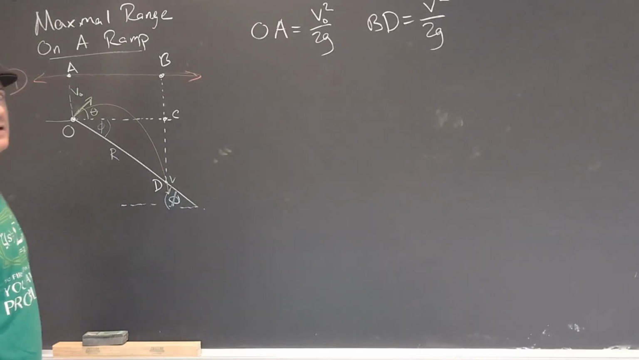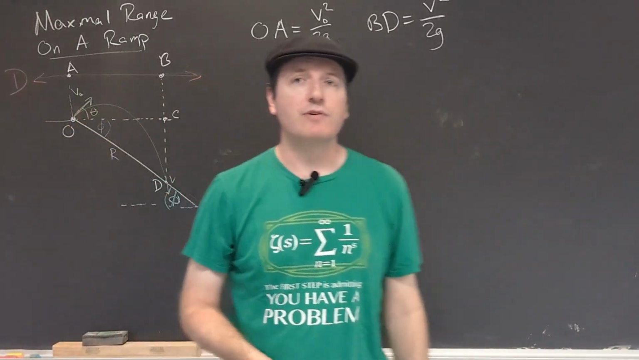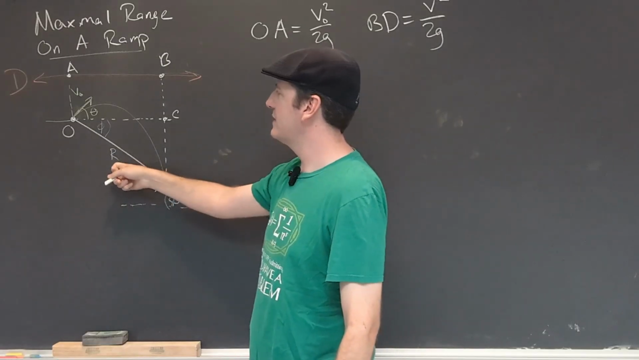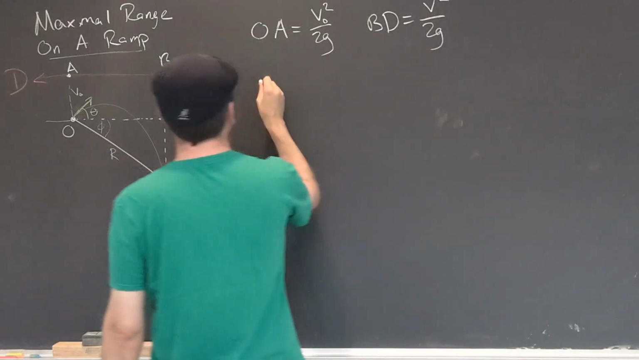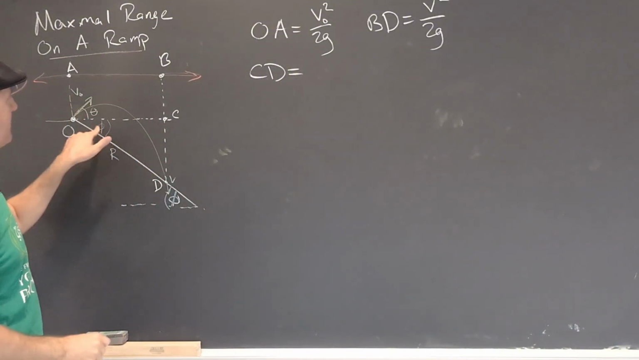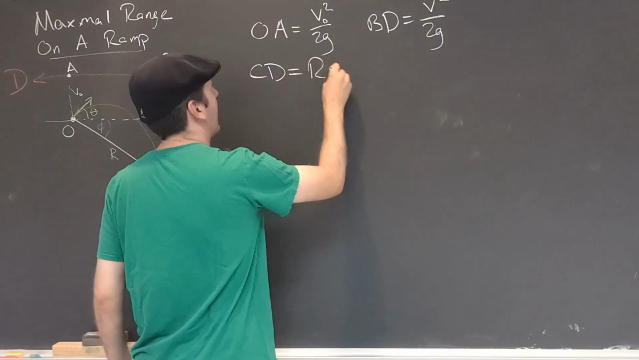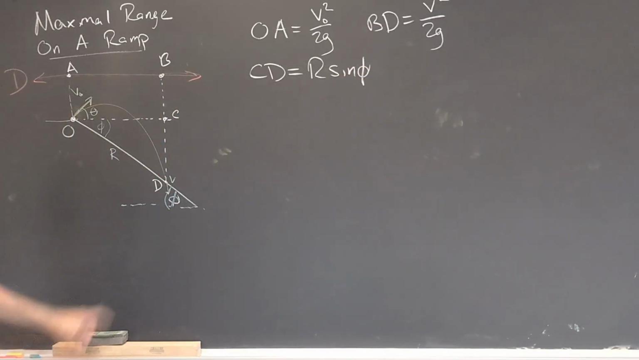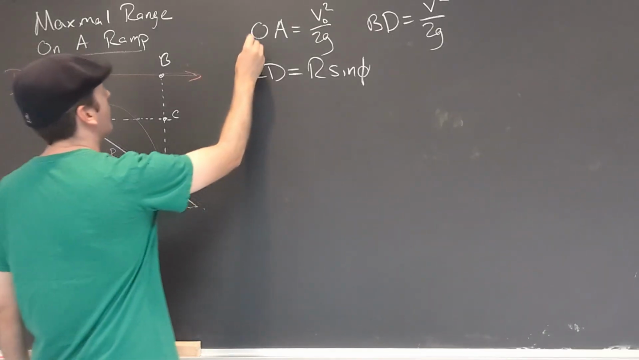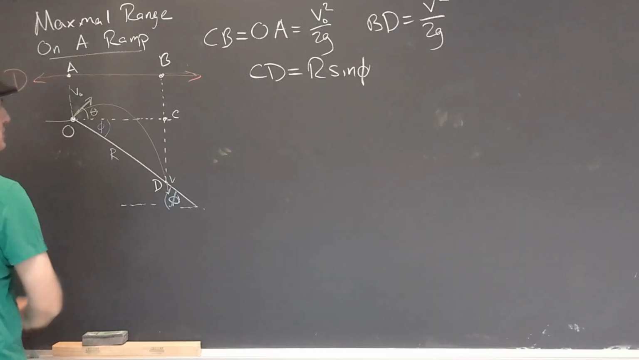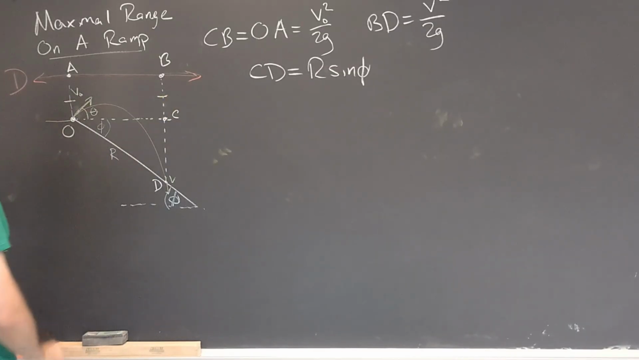Okay, so now we can do a little bit of geometry and say that this distance CD is related to this distance R and phi. Pretty clearly, CD is going to be R times the sine of this angle phi. We also already know that AO and CB are the same. So if I want to mark those, this is a rectangle here, so we should expect those two distances to be the same.